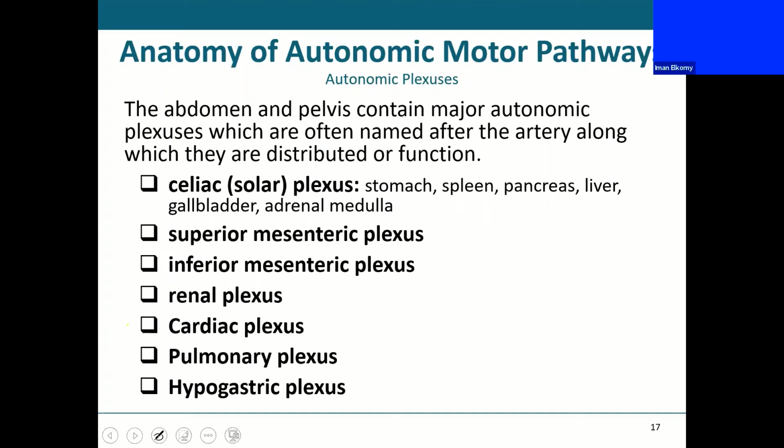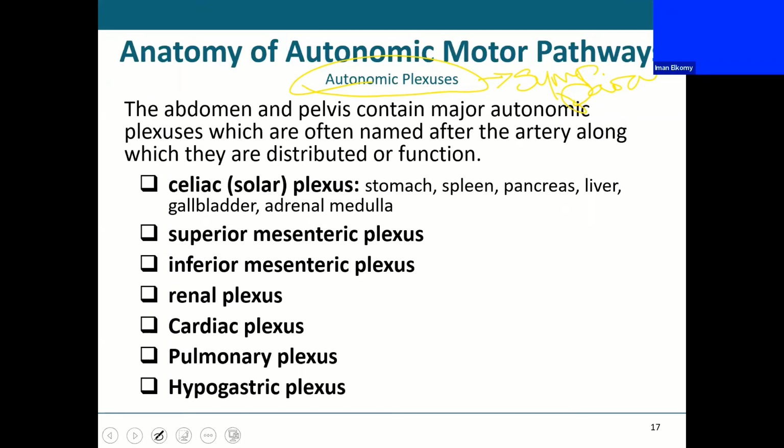Okay. Now, in addition to those pathways that we talked about with the parasympathetic and the sympathetic, there are plexuses within the sympathetic system. What is a plexus? Right. It's a network of neurons that will communicate or work together to cover a certain area. Notice that your autonomic plexuses will actually contain both sympathetic and parasympathetic. Okay, it's going to cover both of them.